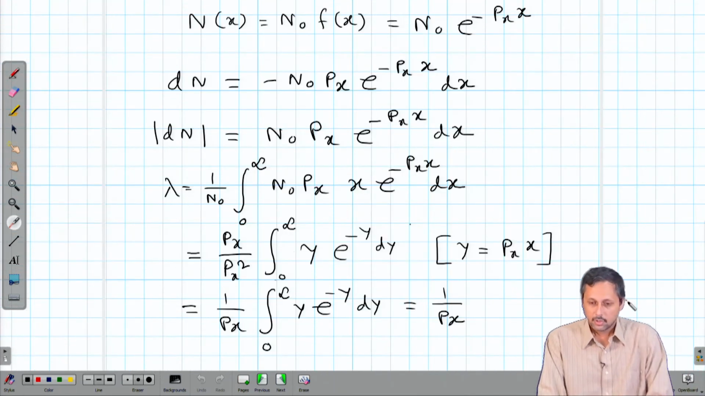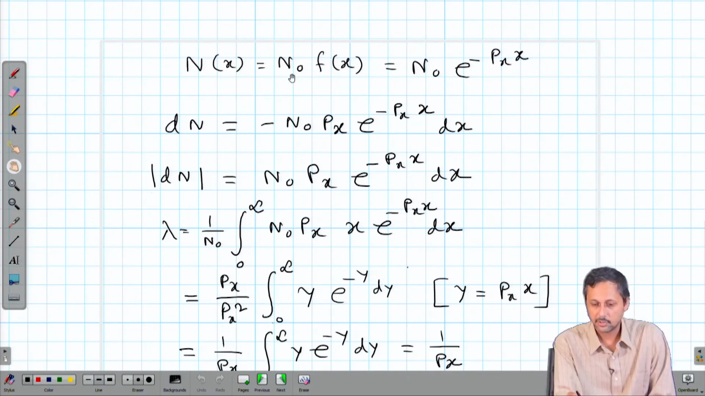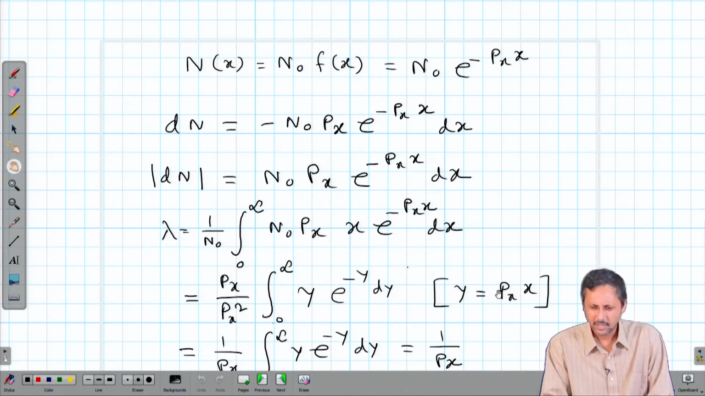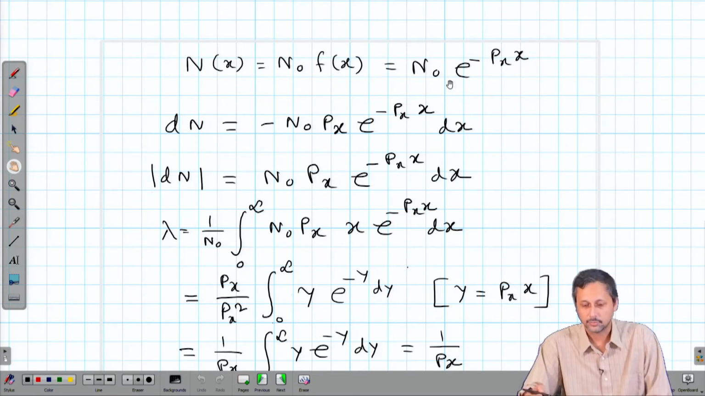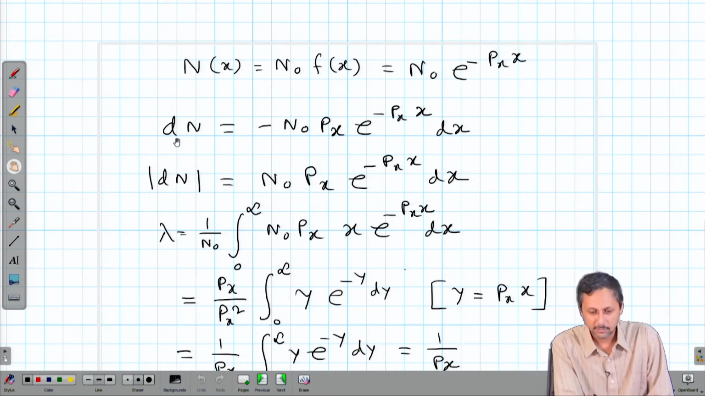So, we write f(x), n(x) is equal to n0 f(x). Similarly, n(t) also we can write as n0 f(t), where f(t) has to be determined. We can do that in a similar manner, just the way the same treatment can be applied for time also. So, n0 e to the power minus p_x x. Now, we compute dn.